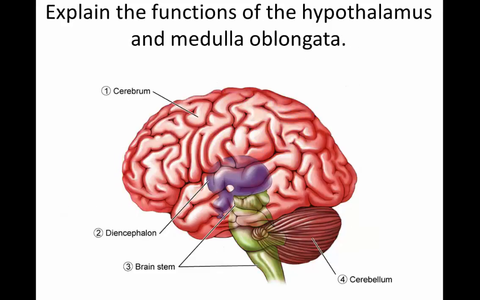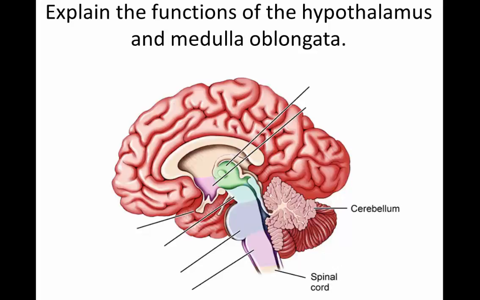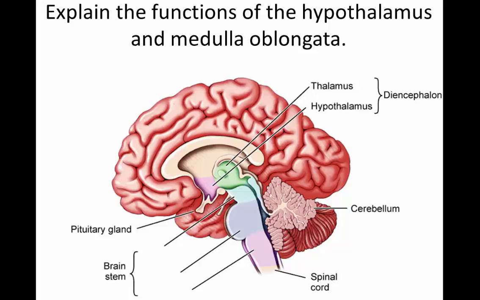Okay, so let's move on to the diencephalon and explain the functions of the hypothalamus and the medulla oblongata. So let's start with a cross-section of the brain. So now we're actually looking at just one half of the brain, and so we're better able to see the inside. And so the diencephalon, as we mentioned earlier, is made up of the thalamus and then the hypothalamus. Another portion that is actually connected to the hypothalamus and intimately related is the pituitary gland. And we will take a closer look at this when we get to the endocrine system in just a couple of units. We also have then the brainstem, which is made up of the midbrain, the pons, and the medulla.